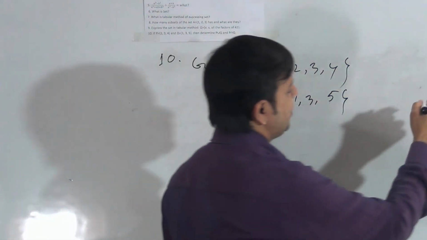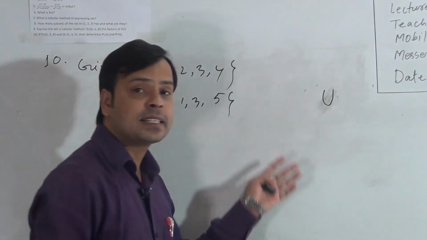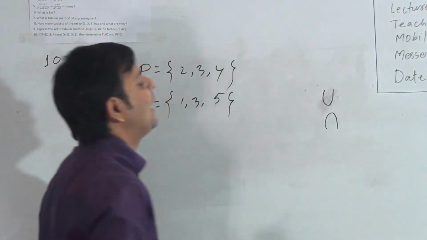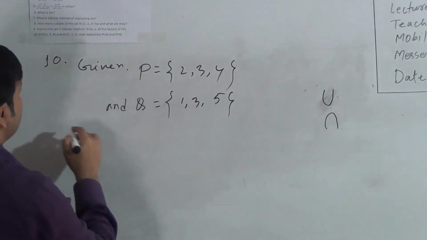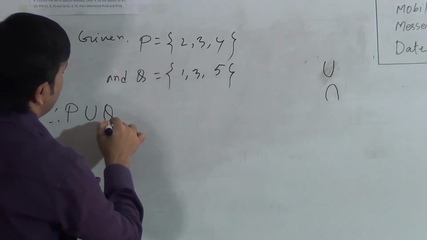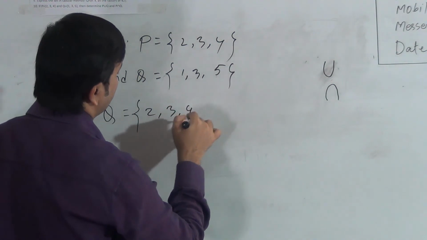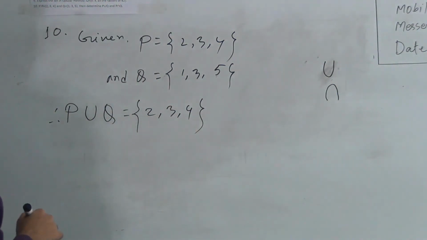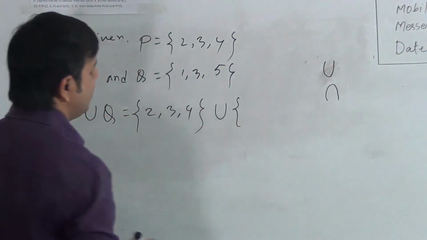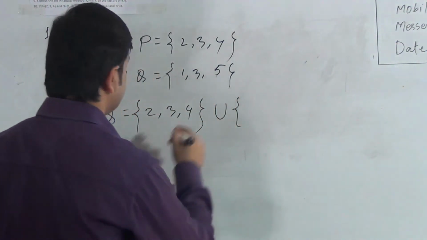I have told you two set operations here. The first one is union, the sign is like U, and the second one is intersection, the sign is like an upside-down U. At first, P union Q. We have to write the set P here, 2, 3, 4. Now use the union sign and then write the set Q.